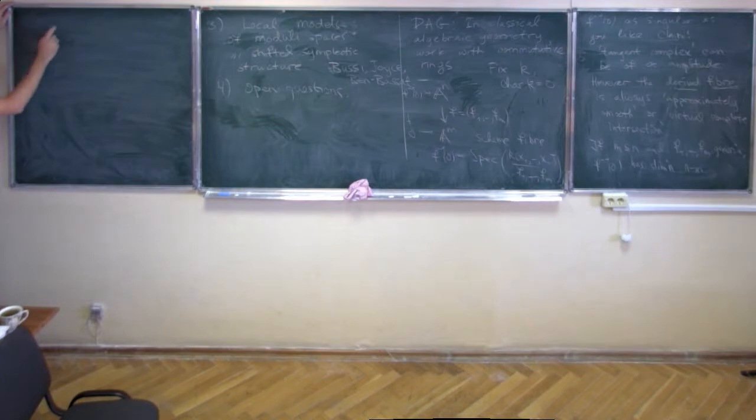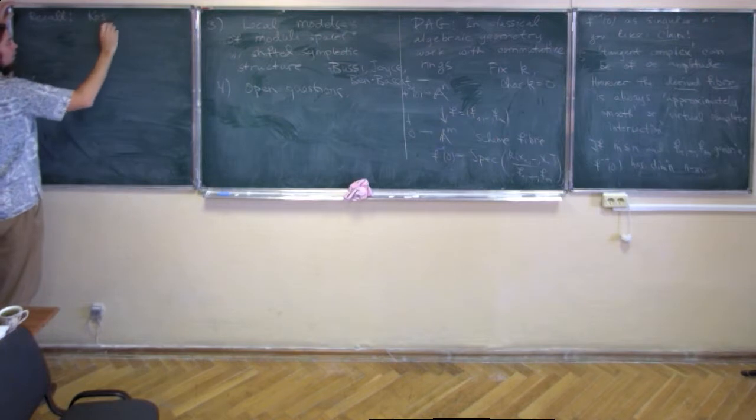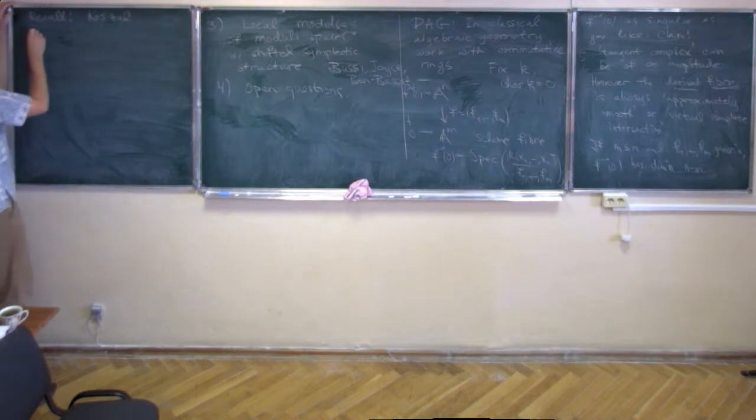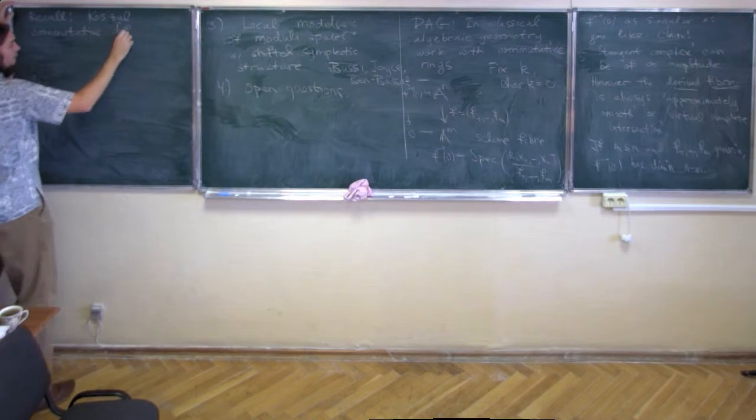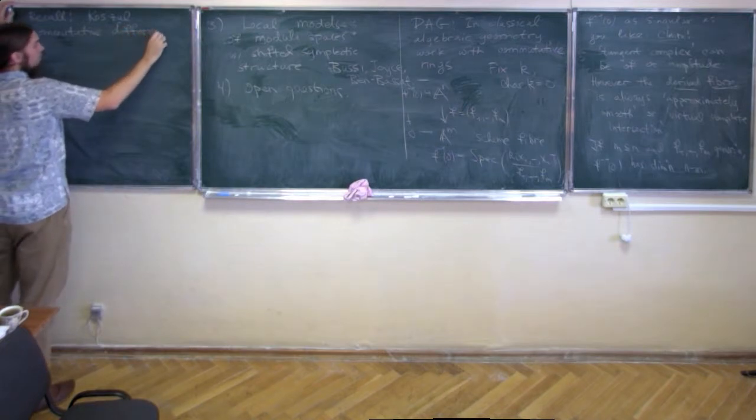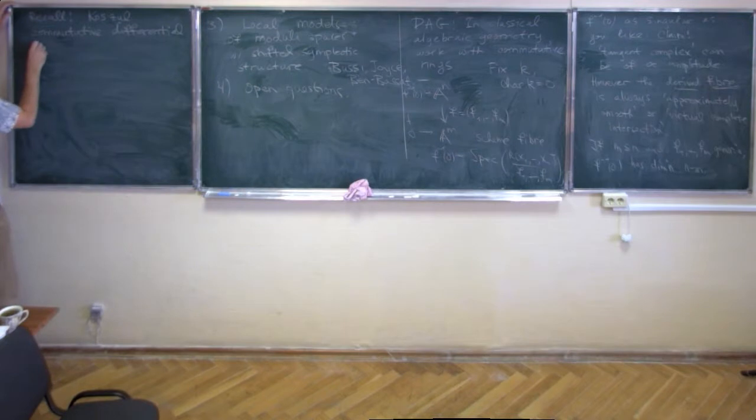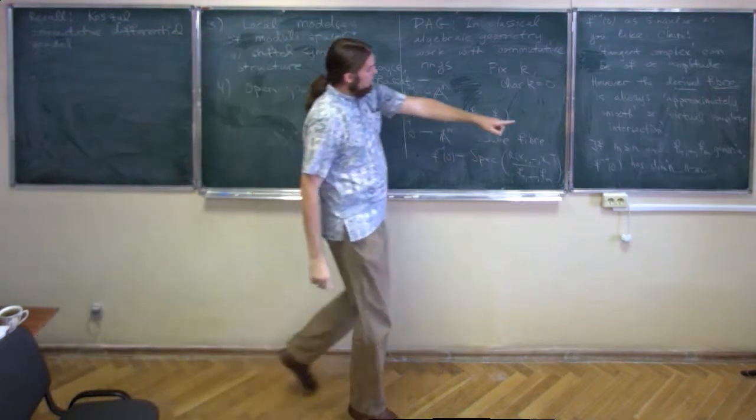Okay? And how do you test if f1 through fm are generic? So there's something called the Koszul complex. It's actually not just a complex, but it's a commutative differential graded algebra. And its cohomology measures the failure of f1 through fm to be generic.